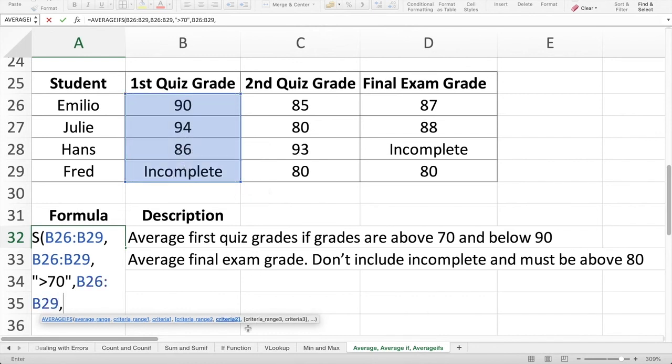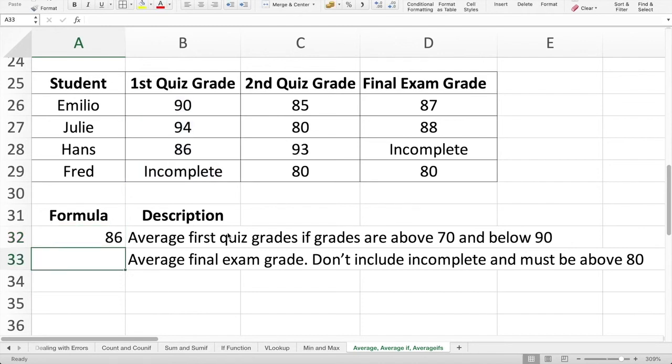Then, let's now input the criteria 2. Okay, so apostrophe. Criteria 2 must be below 90, less than 90. Then apostrophe again. Since we don't have any criteria 3, based on our description, we can now close the formula. And again, the answer here must be 86. Okay, so let's click the enter button. Upon entering, it must be 86. It is actually now 86, meaning we are correct.